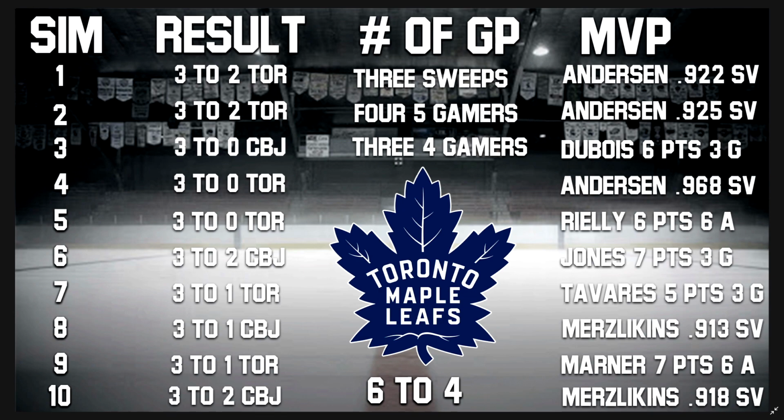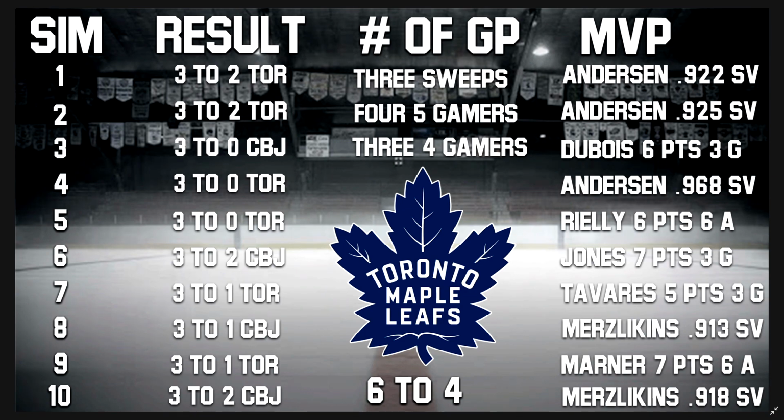There were 3 sweeps in total, 4 5-game series, and 3 4-game series. Another thing is that Auston Matthews really didn't take control of any of the series here, but also that's because I couldn't edit any of the lines, and he was on the second forward line for the Toronto Maple Leafs here, so we gotta allow for some error. Like I said at the beginning of the video, it's not going to be perfect, but overall, I think the simulation did a pretty good job of highlighting both teams' strengths and weaknesses.